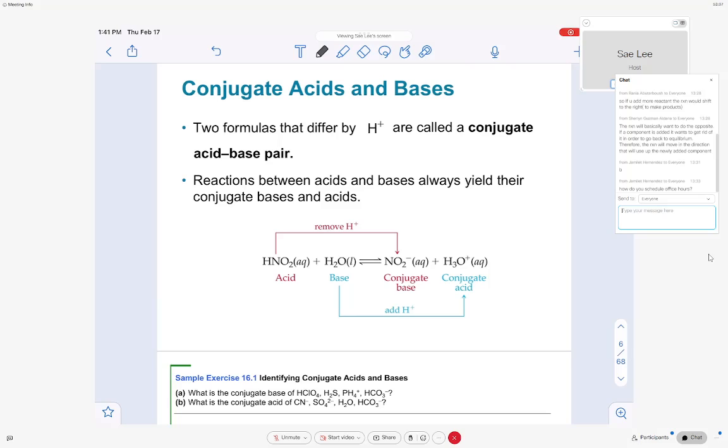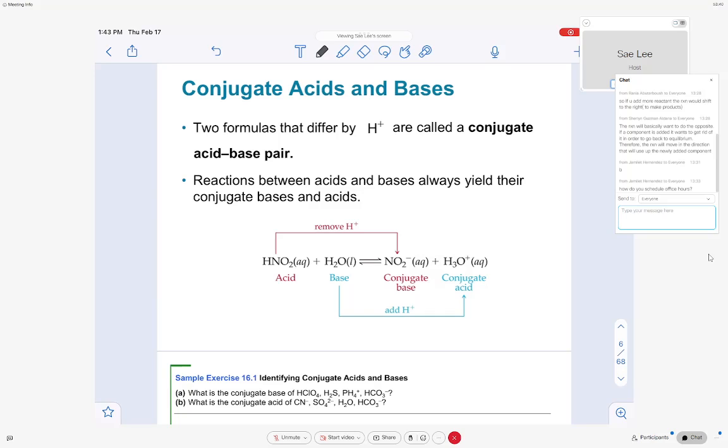So far we've learned about two different definitions of acid and base. We've learned about Arrhenius' definition and Bronsted-Lowry definition of acid and base. We've also learned about the amphiprotic substance that can act as both acid and base, right? So now that we have all the basic definitions of acid and base covered, we will move on to the next concept, which is conjugate acid and conjugate bases.